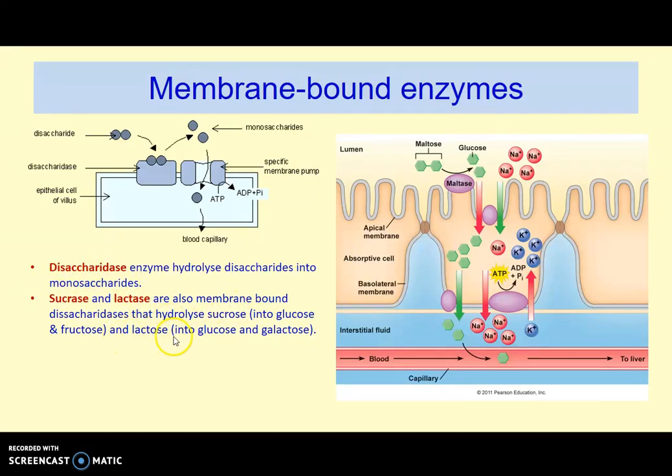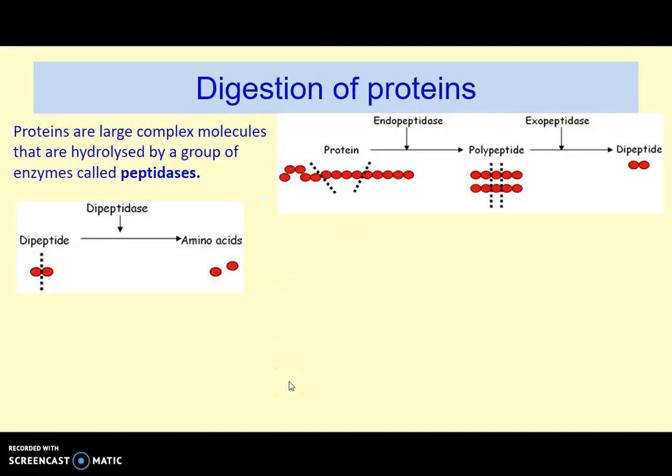and membrane bound, they will obviously hydrolyze sucrose into glucose and fructose, and lactose into glucose and galactose. Again, this links in really well with your biological molecules. Proteins also have that similar process where you have various enzymes that will hydrolyze a large protein molecule into smaller molecules and then eventually into the amino acids, which are the monomers.